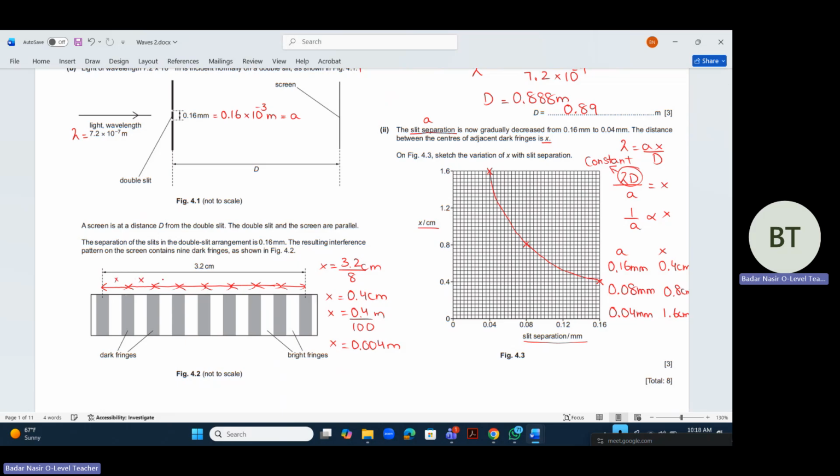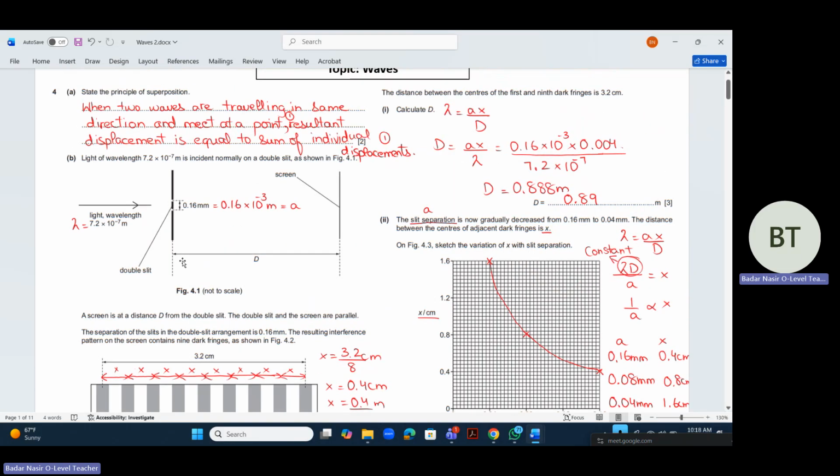So there were 8 fringe separations present between this distance of 3.2. So we divided it by 8. We got the fringe separation in centimeters, divided it by 100, and we got it in meters. Then we had to find the value of D. So we use the formula, rearrange it, make capital D the subject, substitute the values in the expression, and you will get the answer.